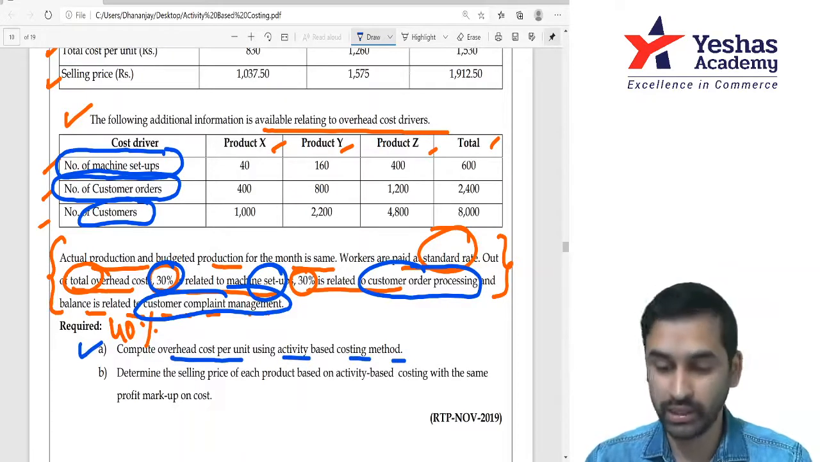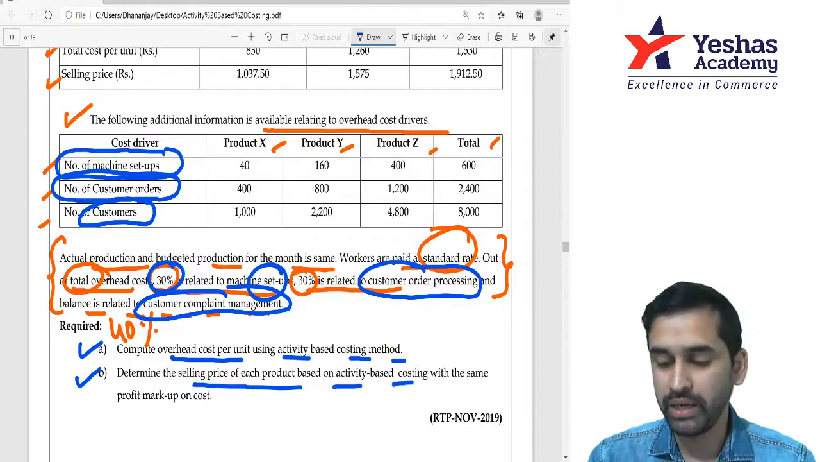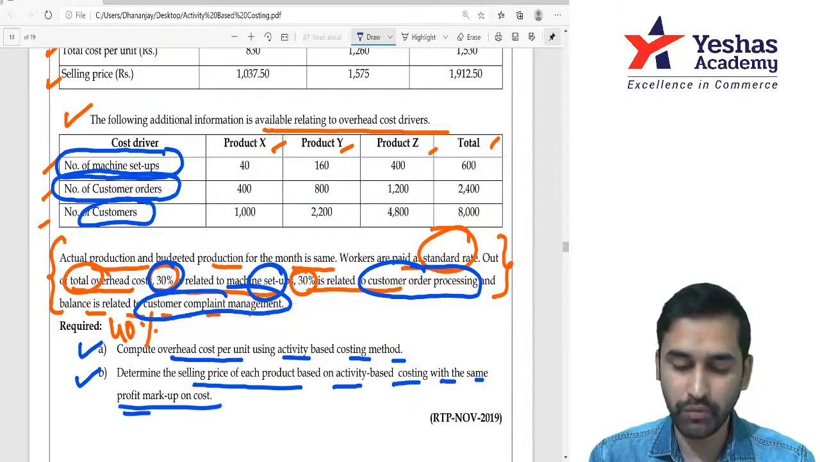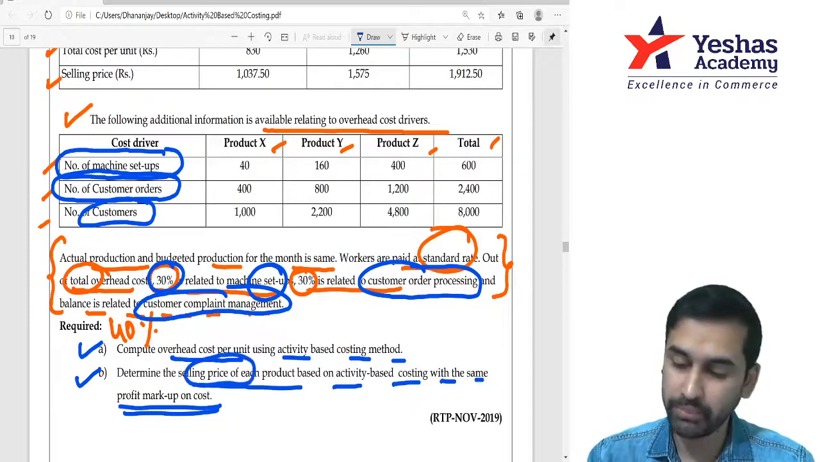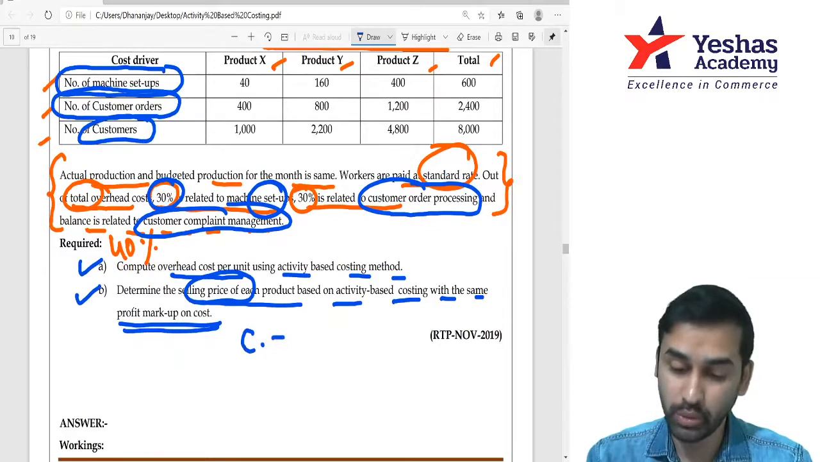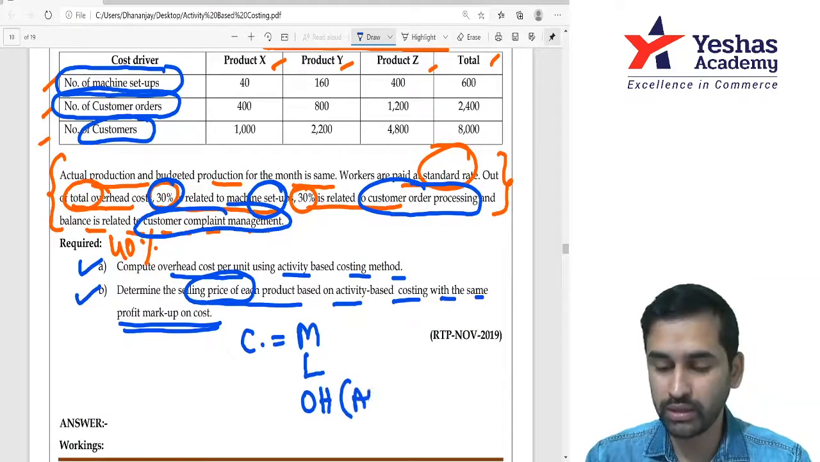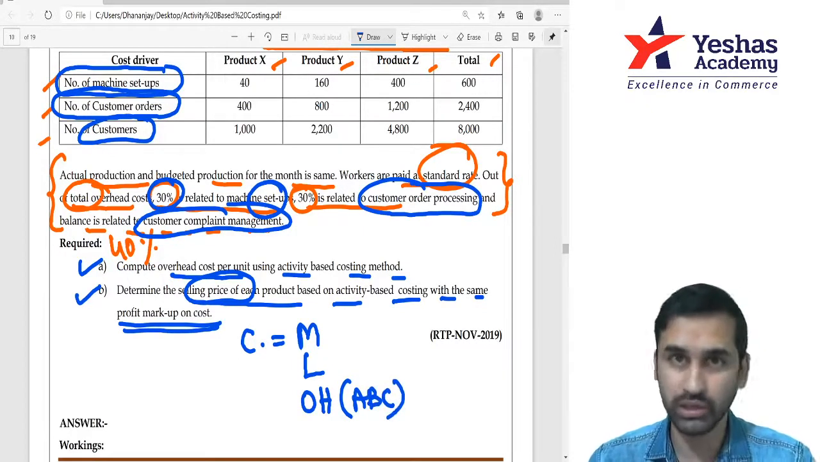Straight away they said do it under ABC. Also determine the selling price of each product based on ABC with the same profit markup on cost. Now they want you to fix the selling price. For selling price you have to first find out cost. Cost means what? Sir, material cost, labor cost, overhead cost. Overhead cost will come from activity based costing, which is there in sub question A.